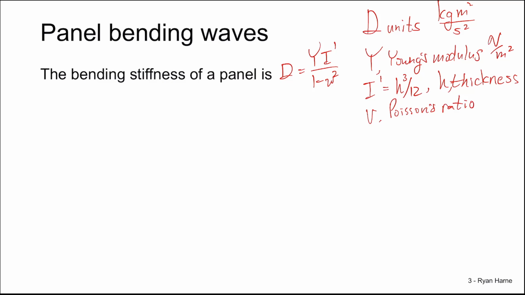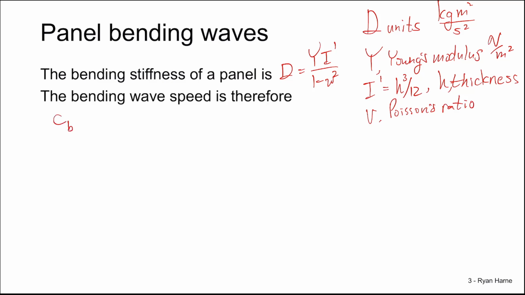Knowing the bending stiffness, we can compute the bending wave speed. Cb, the bending wave speed, is equal to the bending stiffness multiplied by omega squared divided by m, the mass density, to the power 1 on 4. This has units meters per second. The mass density m is equal to rho h, where rho is the density in kilograms per meter cubed.